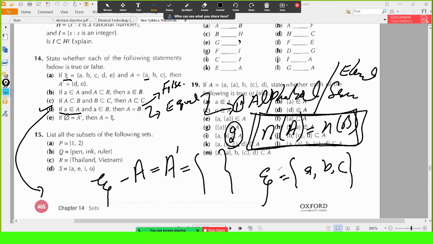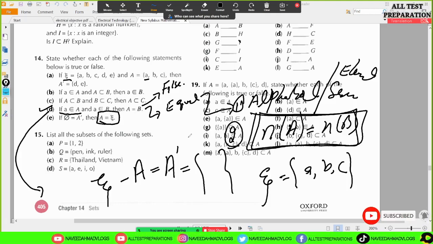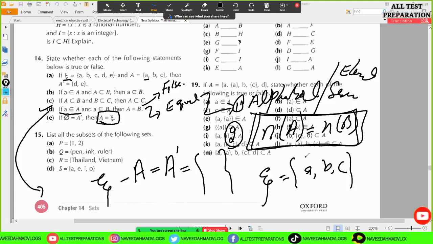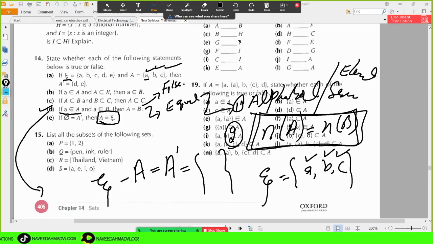So let's suppose my epsilon is this one. Then A will be equal to this. So for equal sets, what you will do is check that all alphabets of set A are equal to the alphabets of set epsilon. So yes, all alphabets of set A are also elements of set epsilon. The second condition is that the number of elements in set A will be equal to the number of elements in set epsilon.